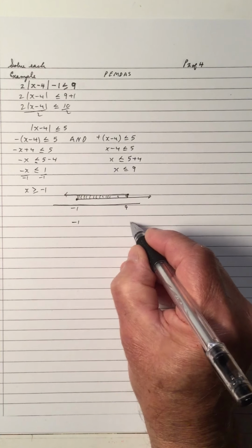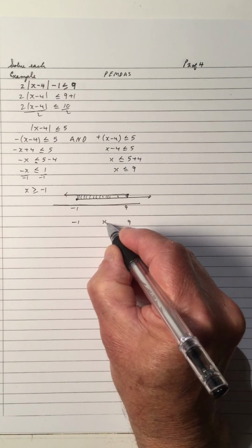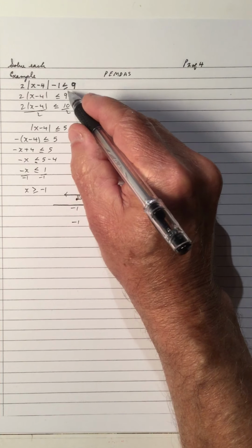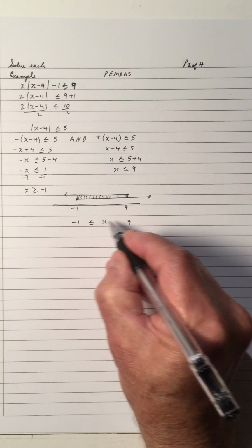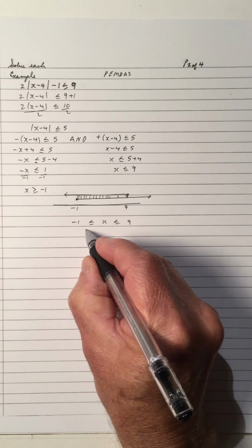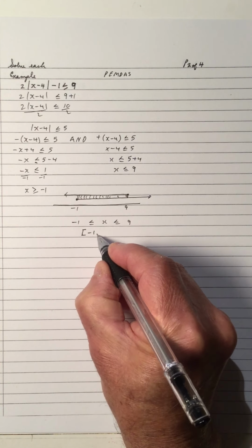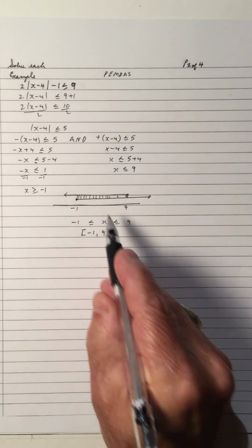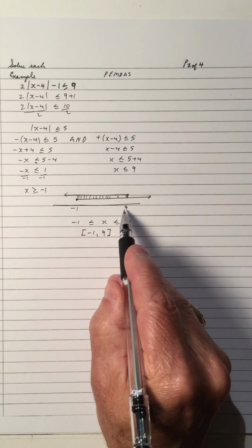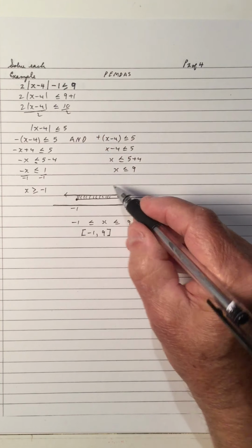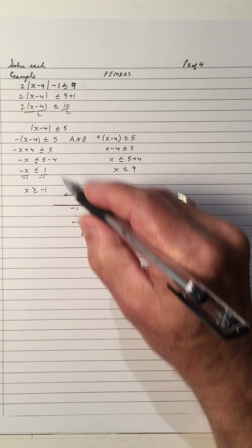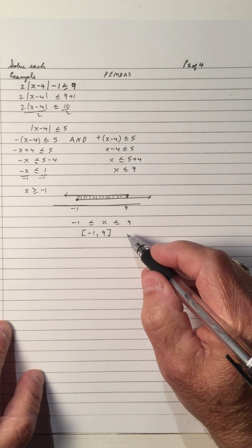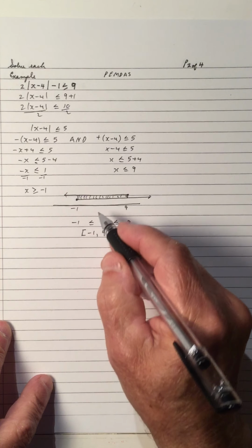So we have -1, 9, x is in between, that's the numbers, and we have less than or equal to. So the interval is a square bracket, -1, comma, 9, square bracket. So that means all the numbers between -1 and 9 fit this inequality, and also -1 and 9 fit this inequality.